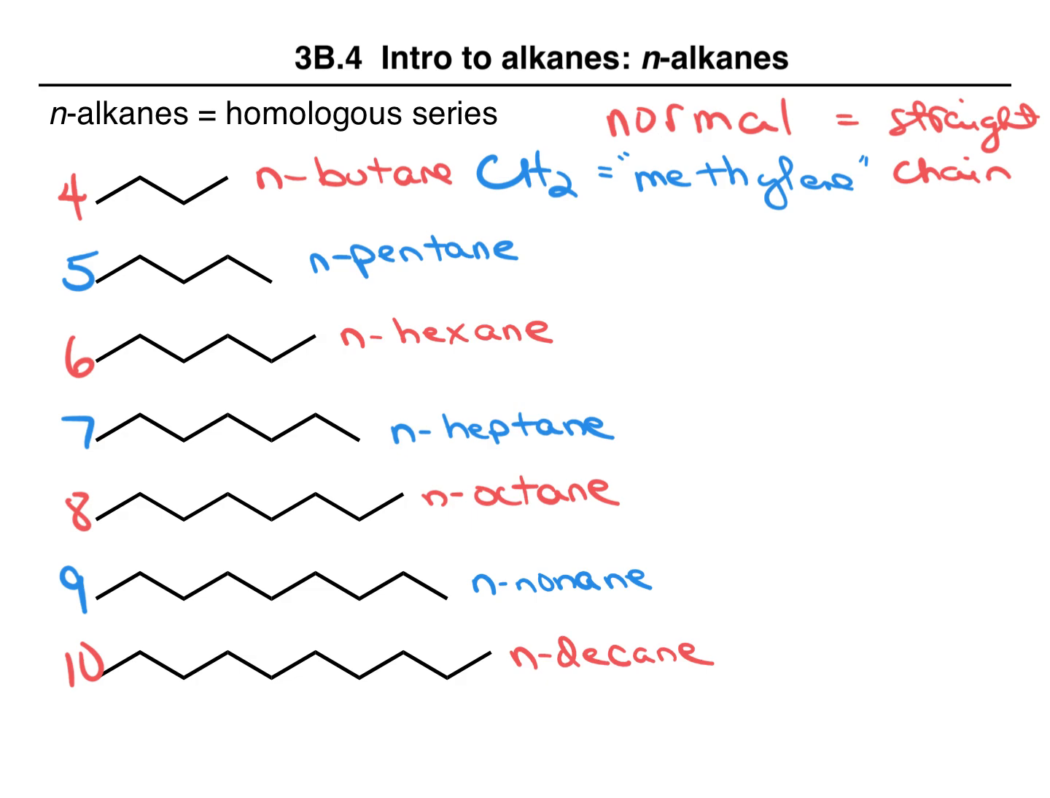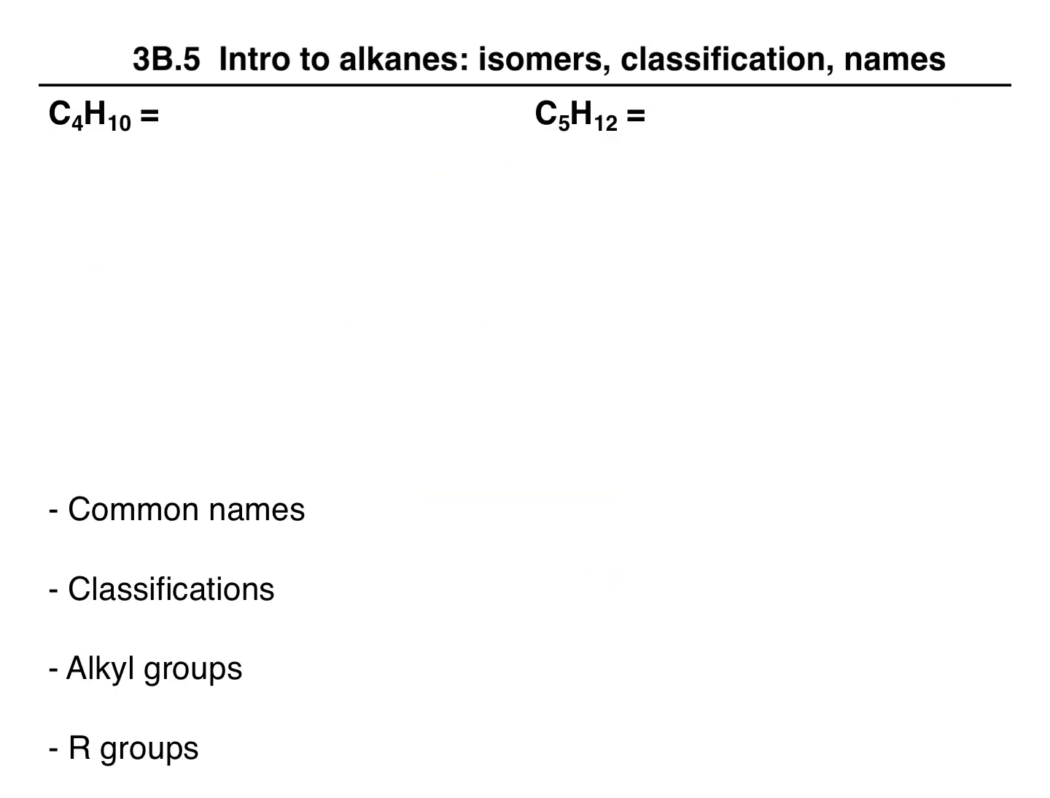So keep in mind for each of these, the ane ending tells us that we have all carbon-carbon single bonds. The parent name tells us how many carbons we have. So but is 4, pent 5, hex 6, hept 7, oct 8, non 9, and dec 10. And then in this case, the n tells us about the connectivity. This tells us that they are all straight chain. They are not branched.